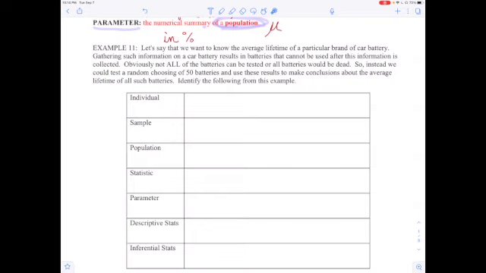Don't forget, parameter is going to be all the big picture population, and statistics is all the numerical sample. This parameter is numerical population. Descriptive is going to be small to small. Inferential is small to big. So pause the video and try to answer some of the questions, and let's come back and talk about it.